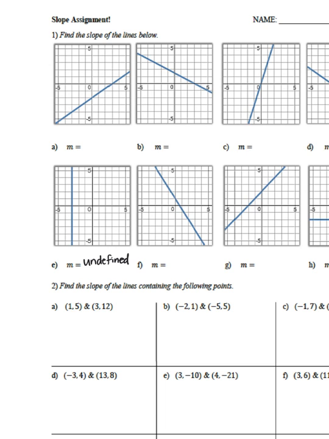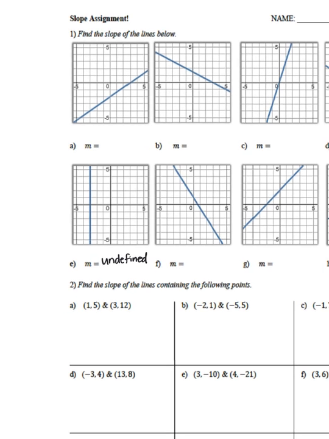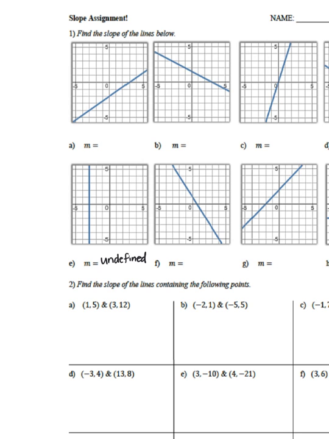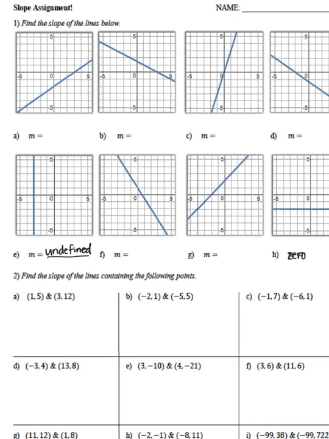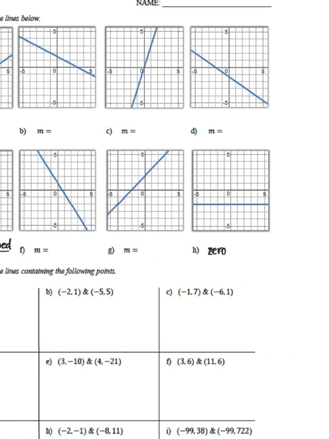Okay, so the ones that you should be able to do right away are, of course, letter E, because it is undefined. Be patient with me. We do know that a vertical line is undefined, and then we also know that a horizontal line has a zero slope.